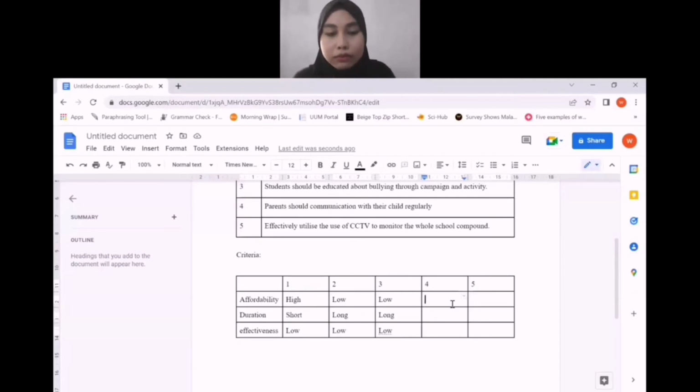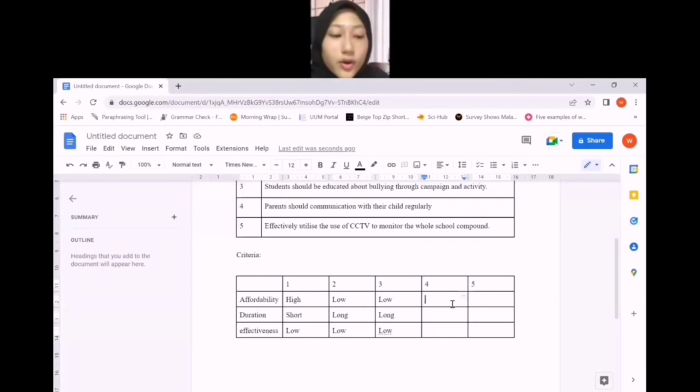Okay, sorry, I did not agree with you on the affordability, because the campaign needs a lot of cost to provide activities while giving them a lesson in that campaign, and also food so they can enjoy more.